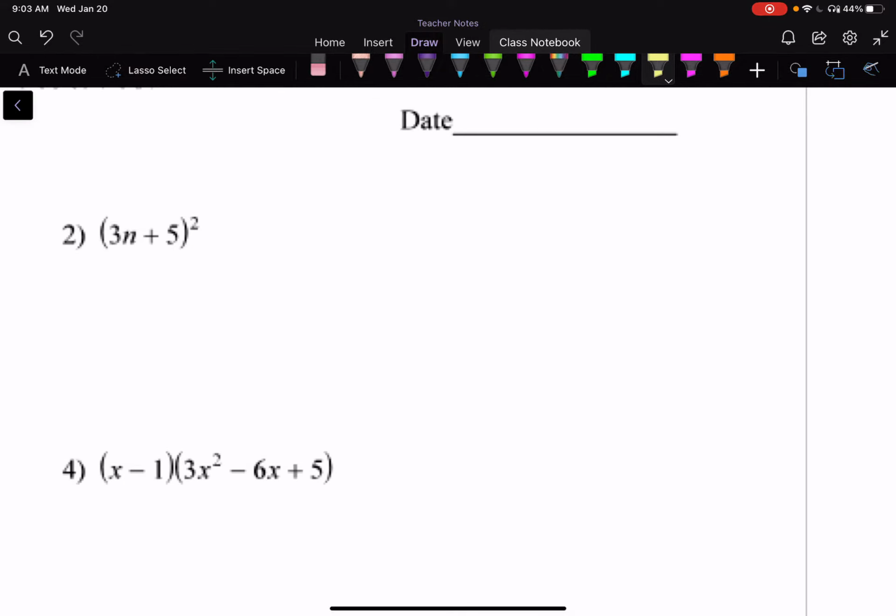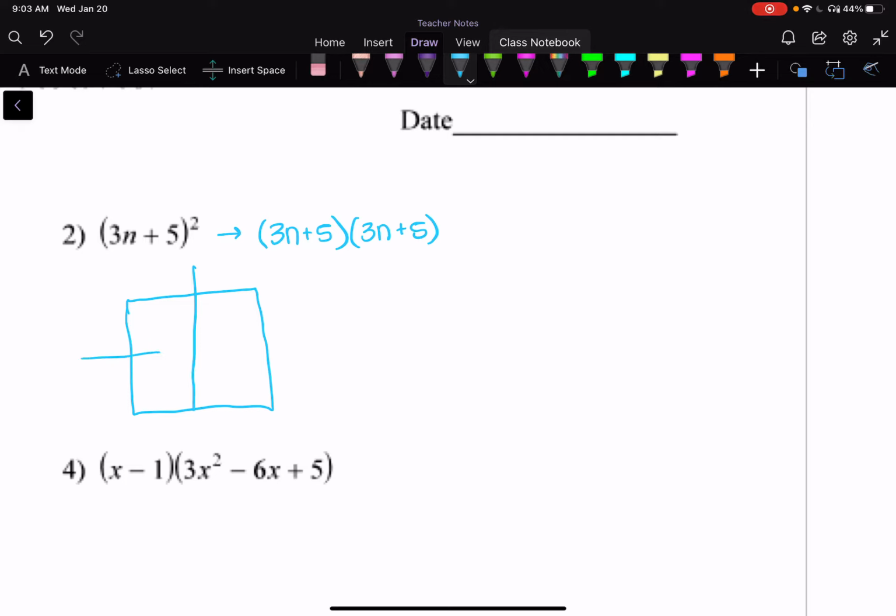Moving on to number 2. We know that number 2 can be rewritten as 3n plus 5 times 3n plus 5. This is 2 binomials multiplied to each other, so we will still have a 2 by 2 box. And I'm left with 3n plus 5 on the top and 3n plus 5 on the side.